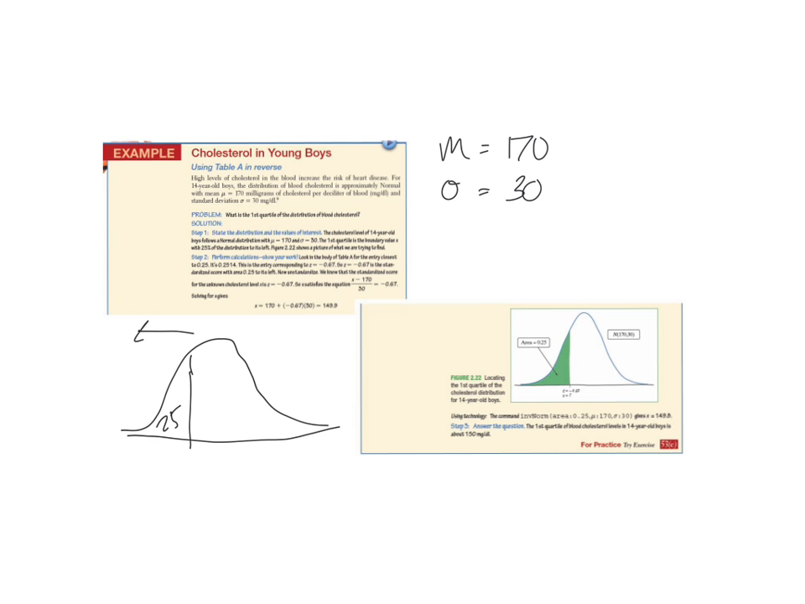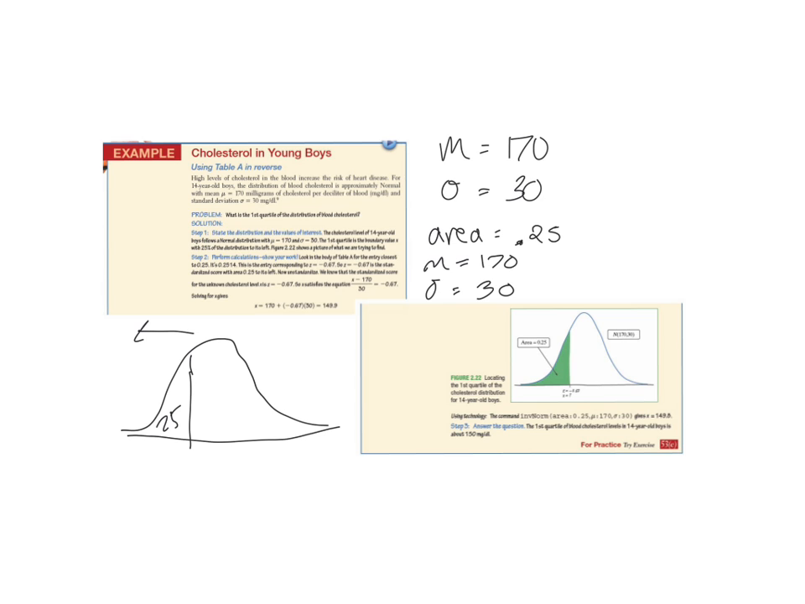So what you're going to do is go second vars, go to option 3, inverse norm, and it's going to say, what's the area? What's the mean? What's the standard deviation? We have to be careful here. Some people make this mistake. The area is not 25, it's 0.25. Calculators don't typically like to work in percent, so we have to turn it into a decimal. The mean is 170 and the standard deviation is 30.